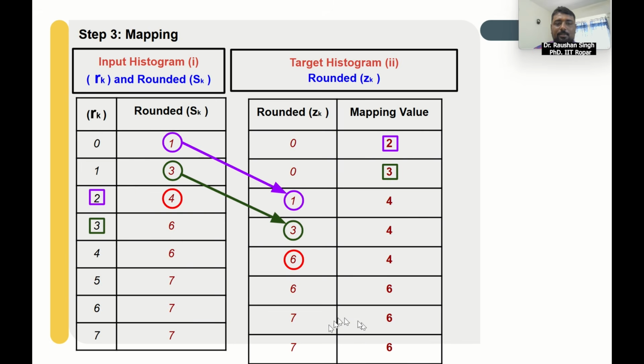Which is the first 6? We can take this 6 or this 6, but we have to take the first 6. So what is coming here? The corresponding value of 6 is 4. So we'll be taking 4, and 4 will be coming here.